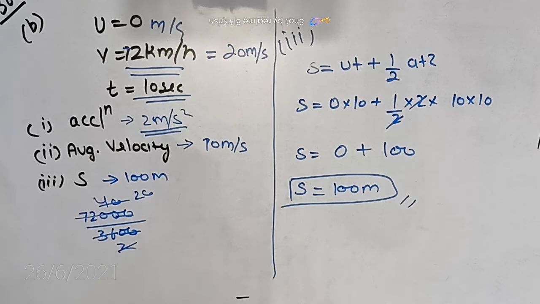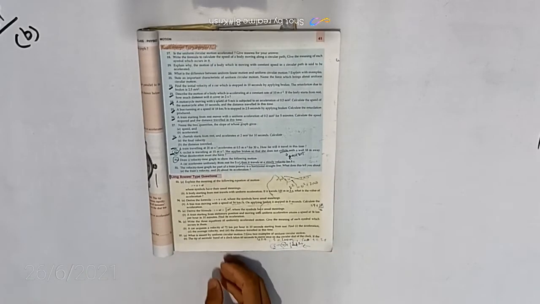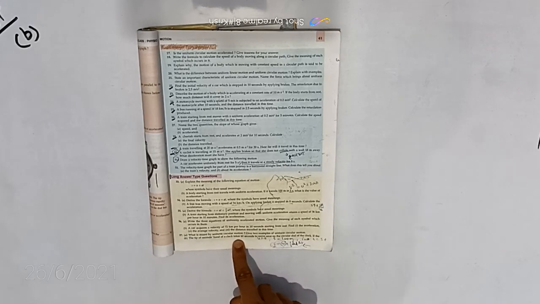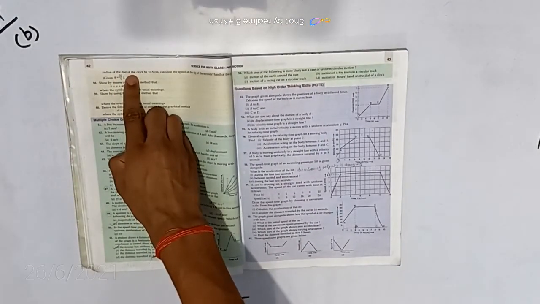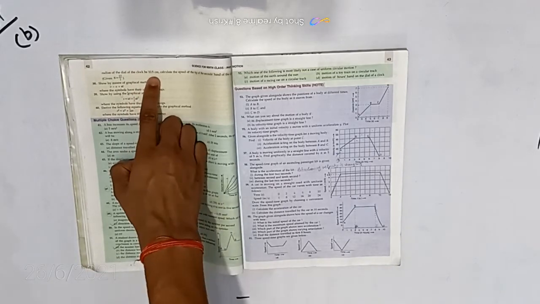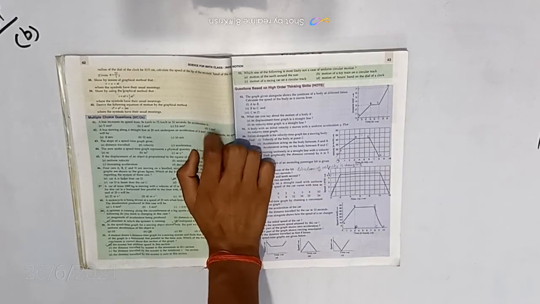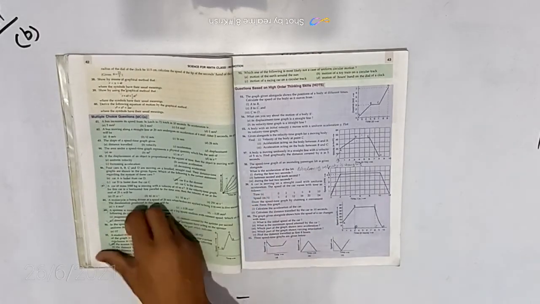So now let's move to question number 37B. The 37B part says that the tip of the second hand of a clock takes 60 seconds to move once on the circular dial of a clock. If the radius of the dial of the clock is 10.5 centimeter, calculate the speed of the tip of the second hand of the clock, given that pi value is 22 upon 7.